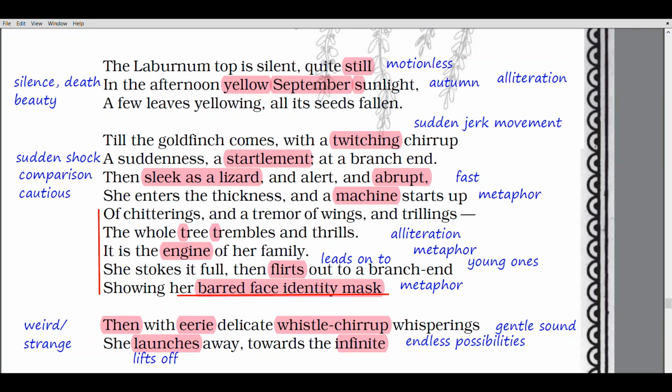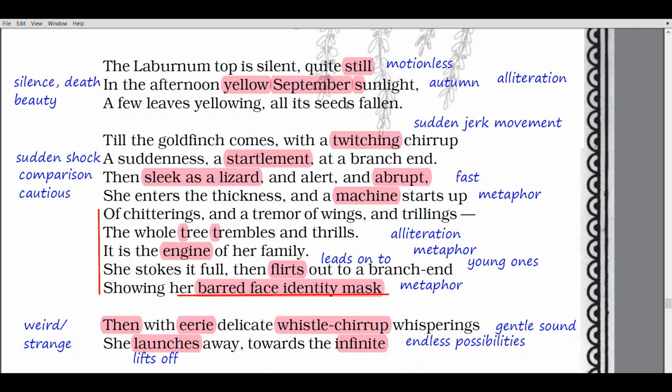In the afternoon, yellow September sunlight. So it's afternoon time. So yellow is a color used here. Yellow symbolizes silence, death, and beauty. So it is the month of September. It's afternoon time. There is this yellow sun. It's autumn season. A few leaves yellowing, all its seeds fallen. So a few leaves are there in yellow color, and all the seeds in the laburnum tree have fallen down. So there are no seeds there. So the laburnum tree is just quiet and still. It's not moving.